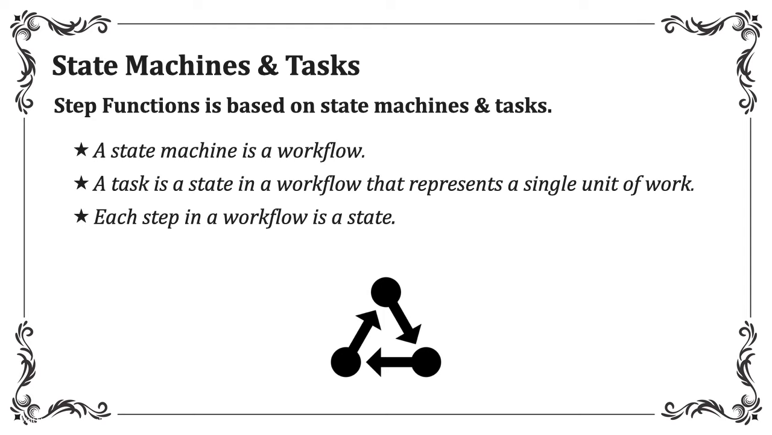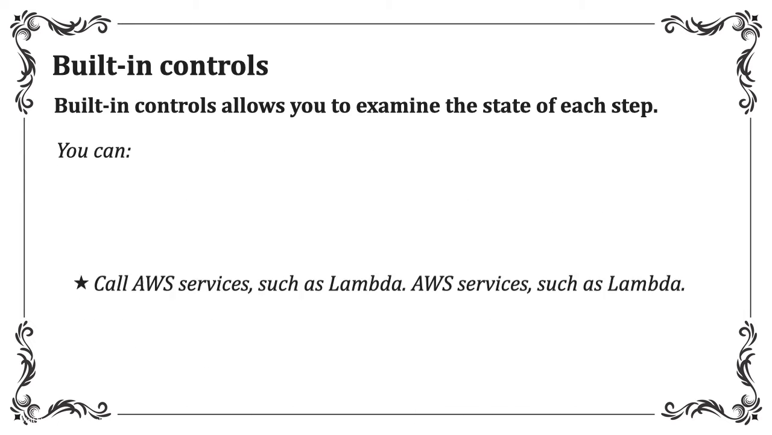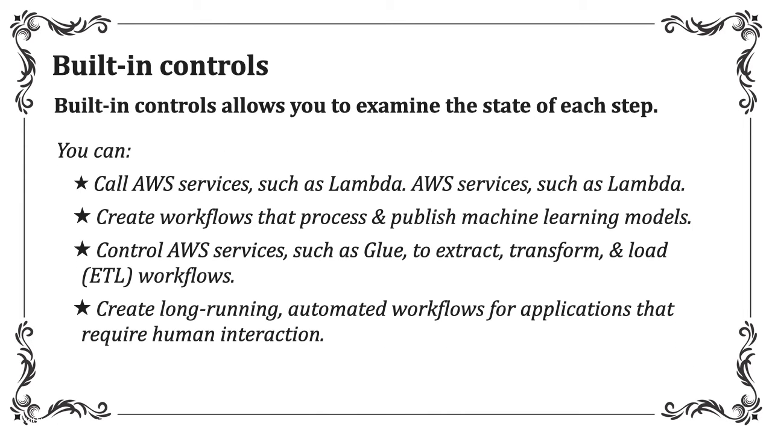A state machine is a workflow, and a task is a state in a workflow that represents a single unit of work that another AWS service performs, and each step in a workflow is a state. With Step Functions built-in controls, you examine the state of each step in your workflow to make sure that your application runs in order and as expected.